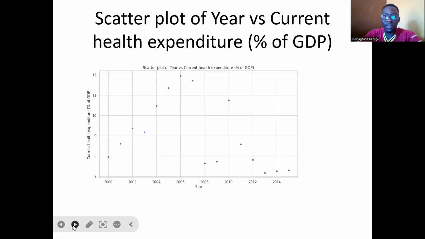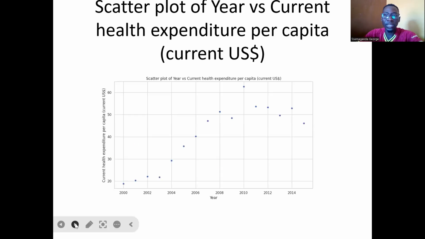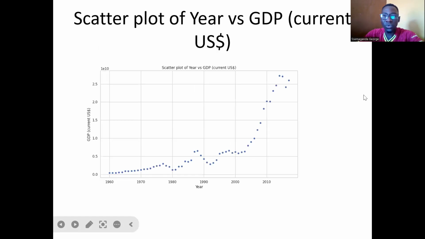Then year versus current expenditure, EDA. Yes, health expenditure. So as years increase, there is a decrease in the health expenditure. According to this data, there was a decrease between 2000 and 2014. Then this is health expenditure per capita, and health expenditure has been increasing with increasing years since 2000 and 2014. If we continue, this is a scatter plot still for year versus GDP, which is also a gradual increment.